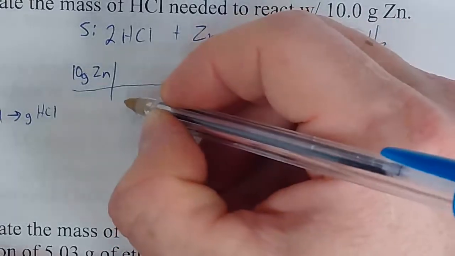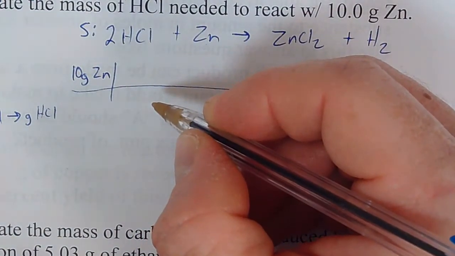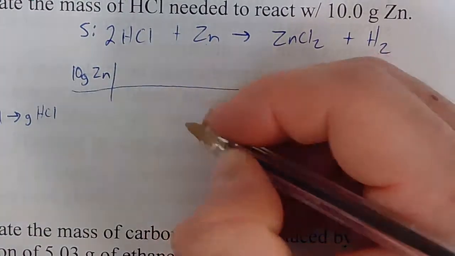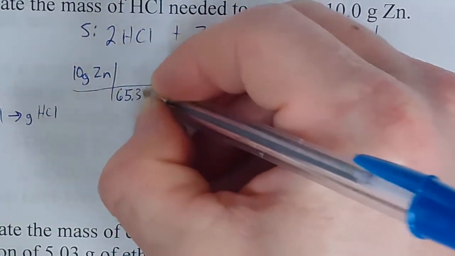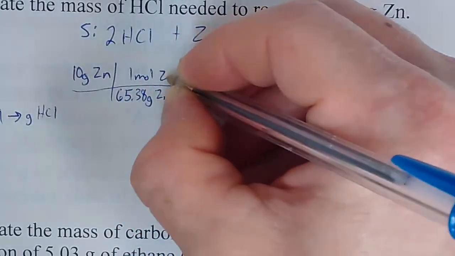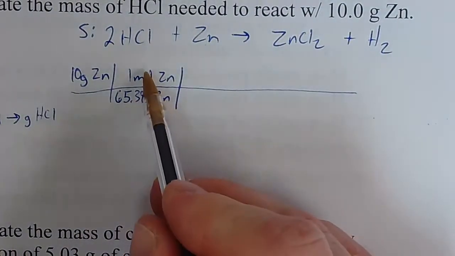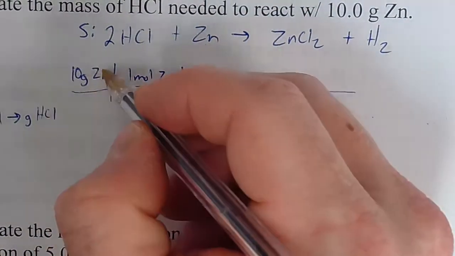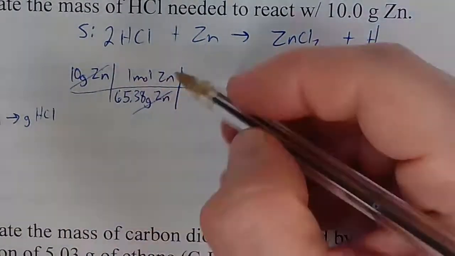All right, so what's the molar mass of zinc? How do we convert from grams of zinc to moles of zinc? Yeah, sure, 65.4, 65.38. All right, so 65.38 grams of zinc equals 1 mole of zinc. So this is going to remove the grams of zinc. Now we have moles of zinc.